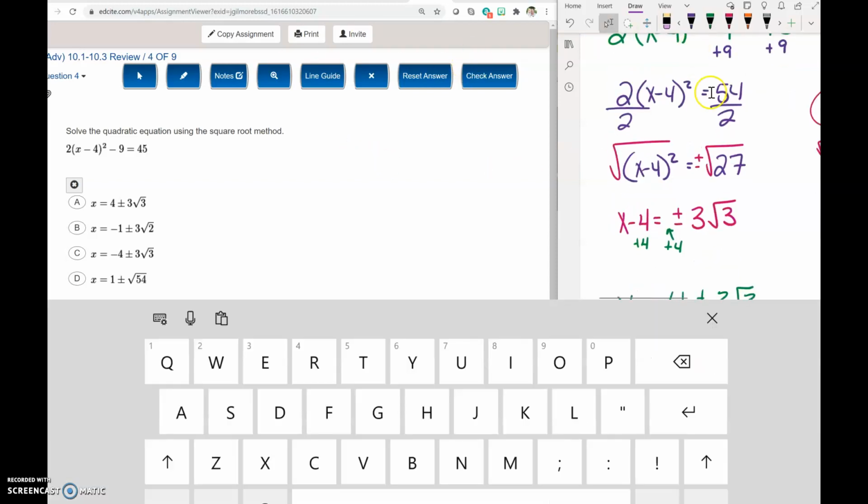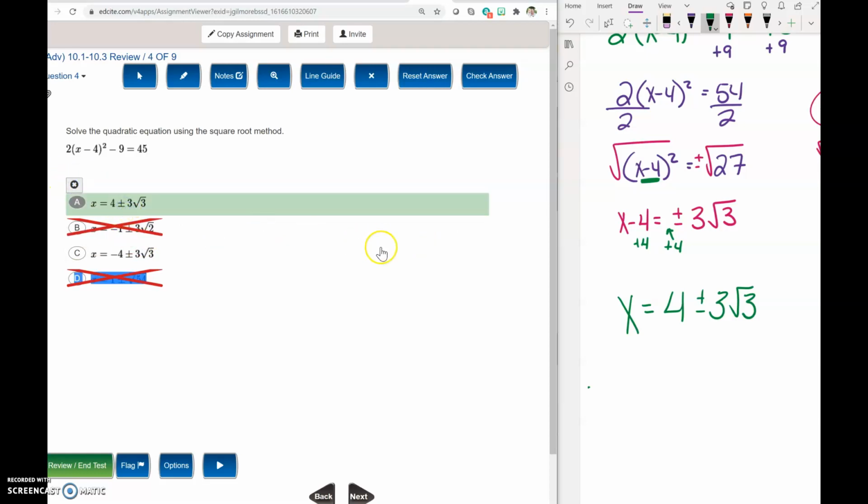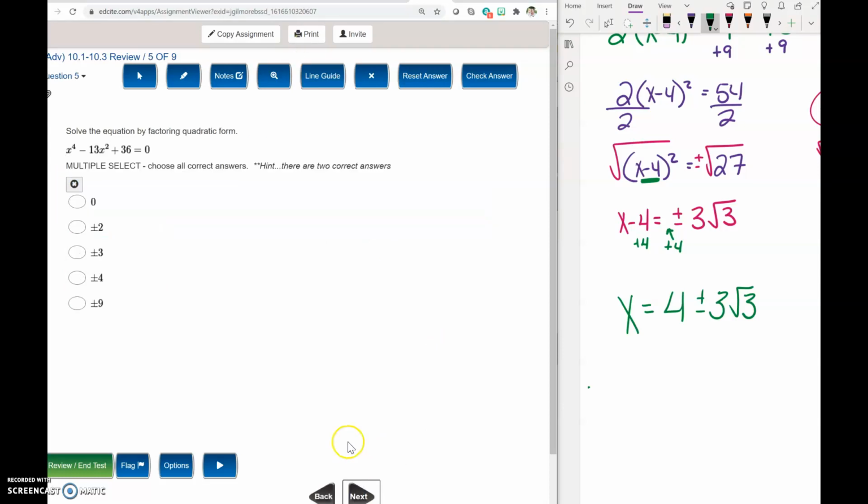Now, using your answer eliminator, if you know that the square root of 27 is 3 times the square root of 3, you can go in here and say, I know it's not that one, and I know it's not that one. And then you can probably tell, because the original problem is x minus 4 in here, that it's not going to be negative 4. It's going to end up being positive 4 because you'll have to move that to the other side. So it does help you to kind of eliminate some of your answer choices. Feel free to use that method if you would like.